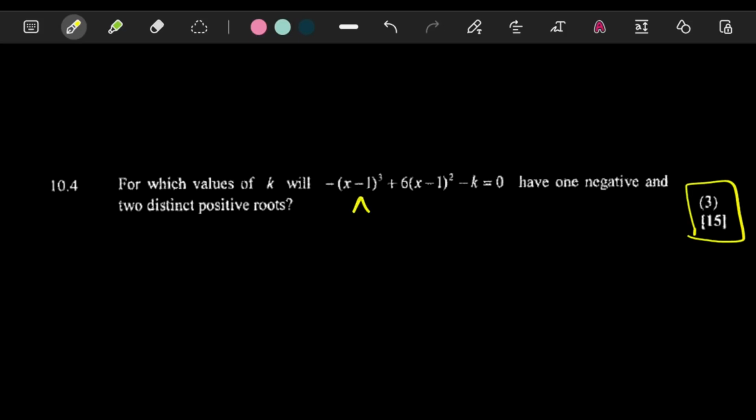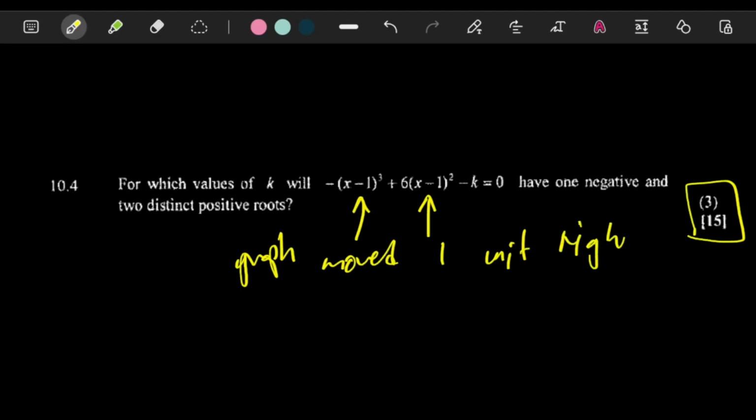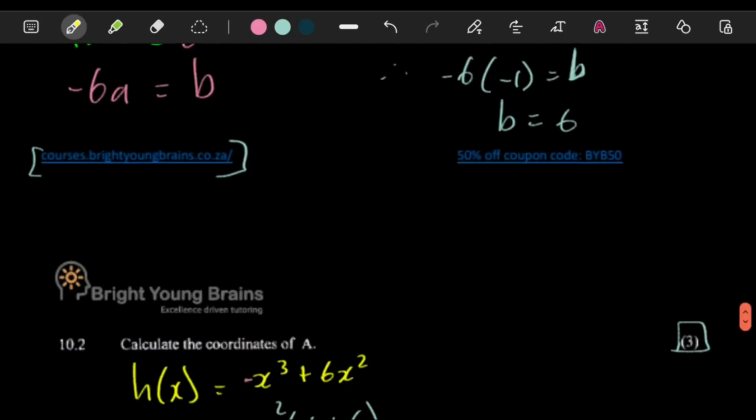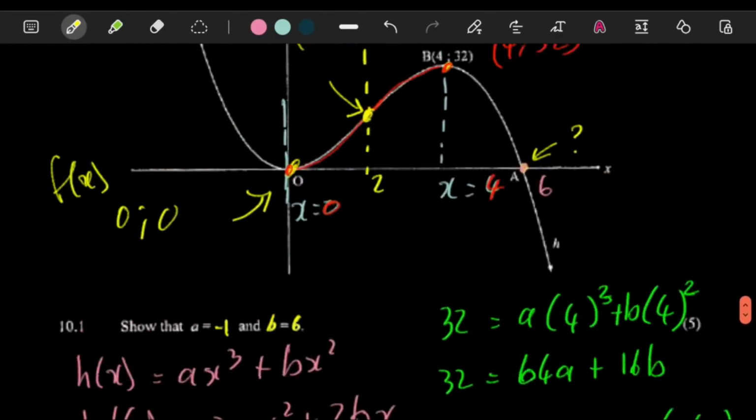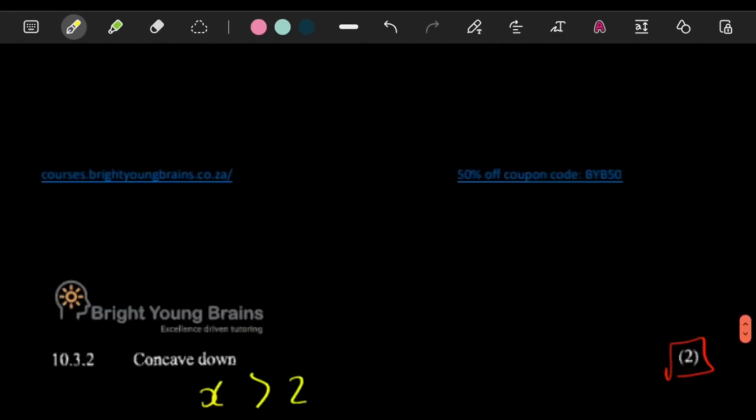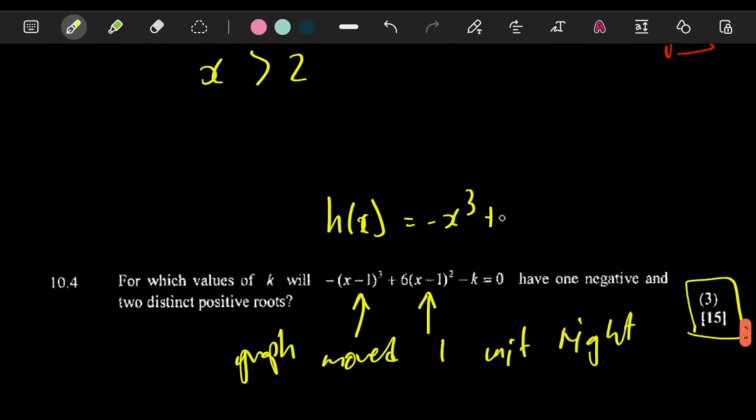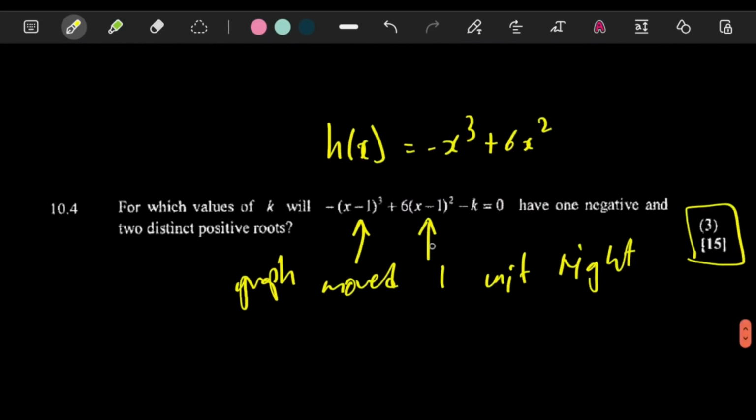So what you need to understand is this minus x part tells you that the graph moved 1 unit to the right. So the graph is moved 1 unit to the right first. Remember, h of x looks like this: negative x cubed plus 6x squared. So you can see the resemblance.